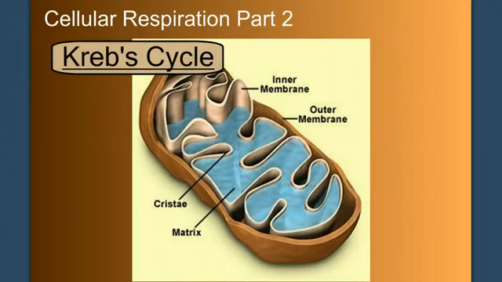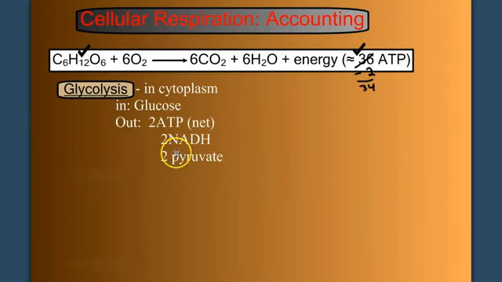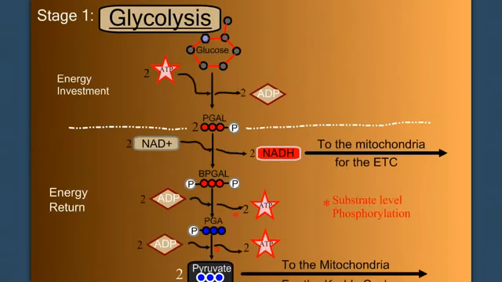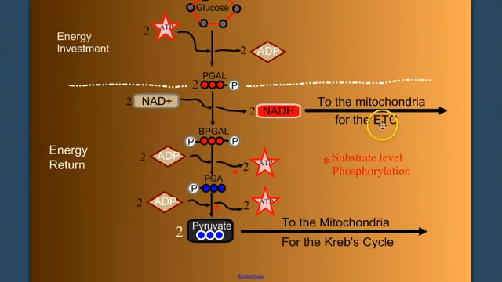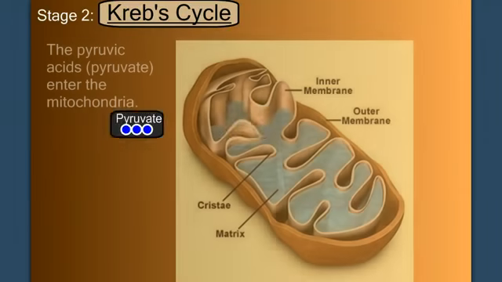At the end of our last video, we had finished glycolysis and we had taken an accounting. We had made 2 of our 36 ATP, but we hadn't gotten much else done. We'd broken glucose in half to pyruvate, and we had made 2 NADH. They're going to go to the electron transport chain. That'll be video 3. But these 2 pyruvate, they head to the mitochondria for the Krebs cycle.